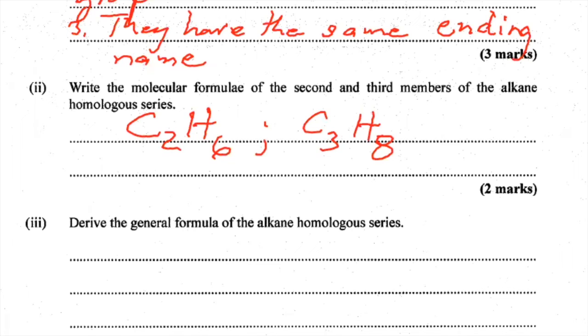If you know it, you could just write it. But just looking at what we have here, C2H6 for ethane, C3H8 for propane, we're seeing that the number of hydrogen atoms is twice the number of carbon atoms plus 2. So from that, we could write CnH2n+2, n representing the number of carbon atoms. 2 2's 4 plus 2, 6. 2 3's 6 plus 2, 8.